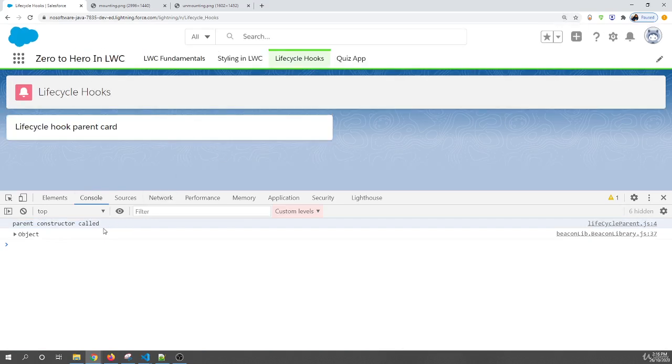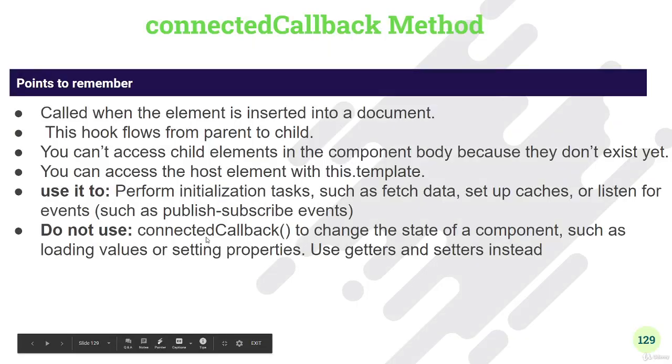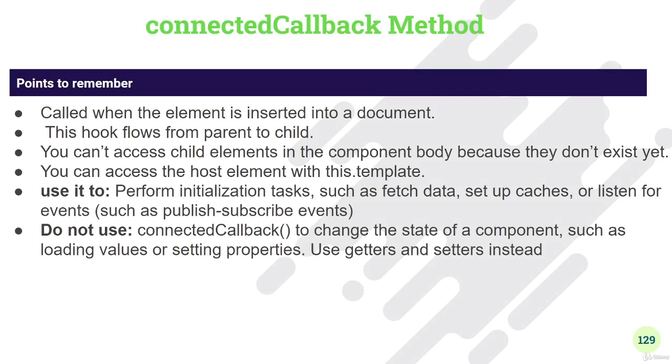Let's go back to the slide and see the second method now. The second method is the connectedCallback method, one of the most commonly used methods in LWC. It gets called when the element is inserted into a document. This hook flows from parent to child, similar to the constructor method. You can't access child elements in the component body because they don't exist yet. We already know that you can access the child component only in the renderedCallback, which we'll see in a while. You can access the host element with this.template.